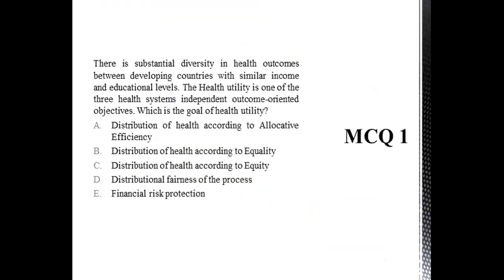MCQs. MCQ 1. There is substantial diversity in health outcomes between developing countries with similar income and educational level. Health utility is one of three interdependent outcome-oriented objectives of the health system. Which is the goal of health utility? A, distribution of health according to allocative efficiency; B, distribution of health according to quality; C, distribution of health according to equity; D, distributional fairness of process; E, financial risk protection.